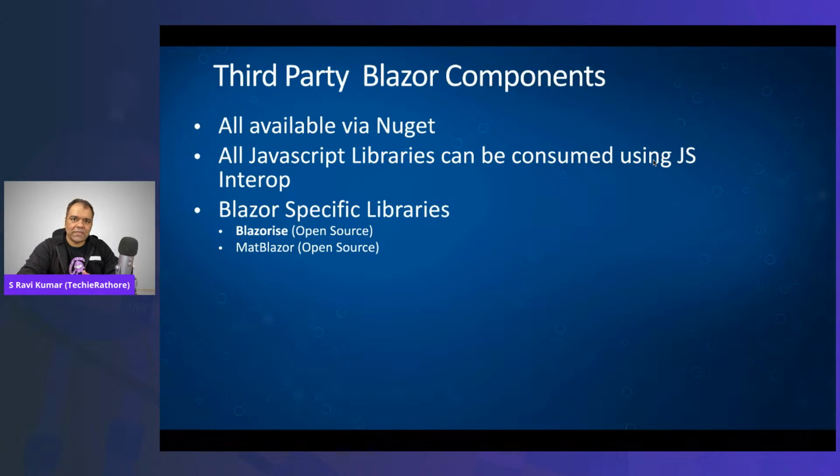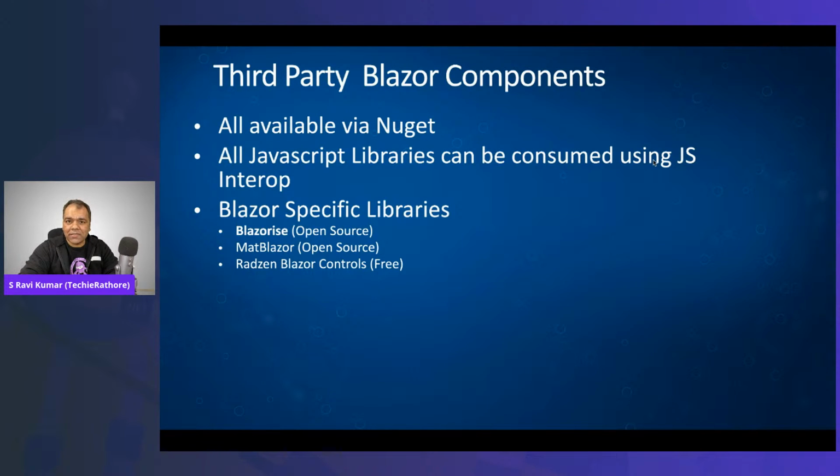Now, MatBlazor is specifically for those people who love to directly use Material CSS. So MatBlazor specifically implements Material CSS, and it has all the components which use Material CSS. It is completely based on Material Design. Then there are Radzen Blazor controls. So Radzen Blazor controls are free controls, but they are not open source.